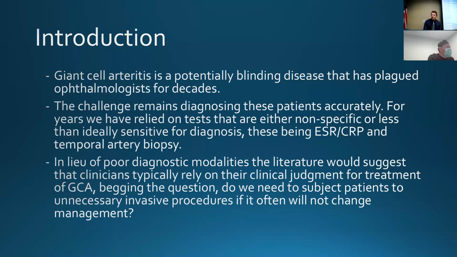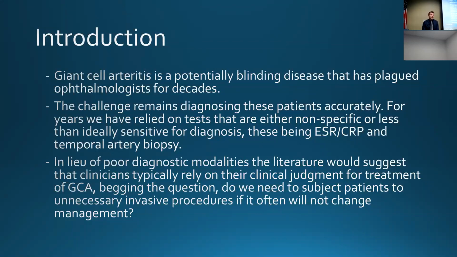There's no real specific or sensitive test that can be used to diagnose this with absolute certainty. ESR and CRP are nowhere near specific for this disease, and temporal artery biopsies can come back negative even though the patient is thought to clinically have giant cell arteritis. So in lieu of these poor diagnostic modalities, the literature has suggested that clinicians typically rely on their clinical judgment for the treatment of giant cell arteritis.